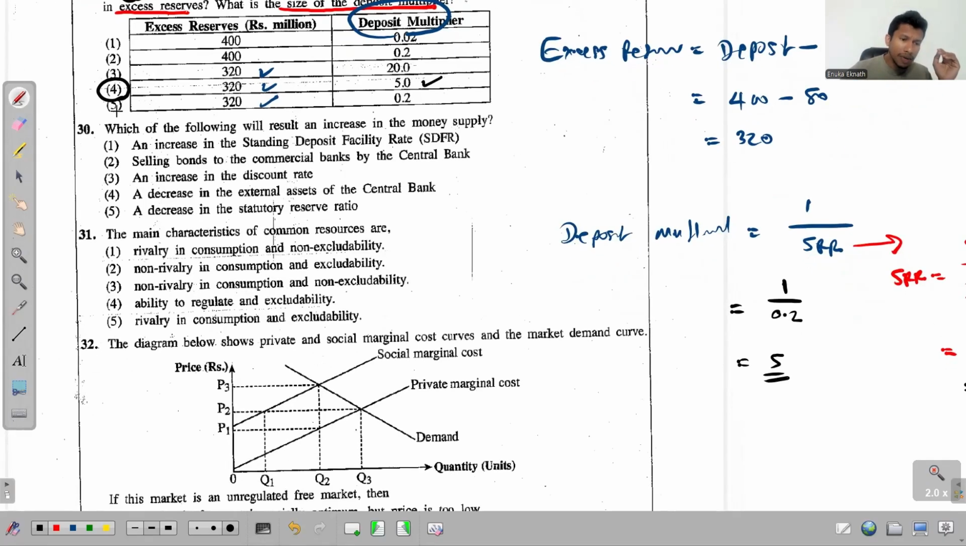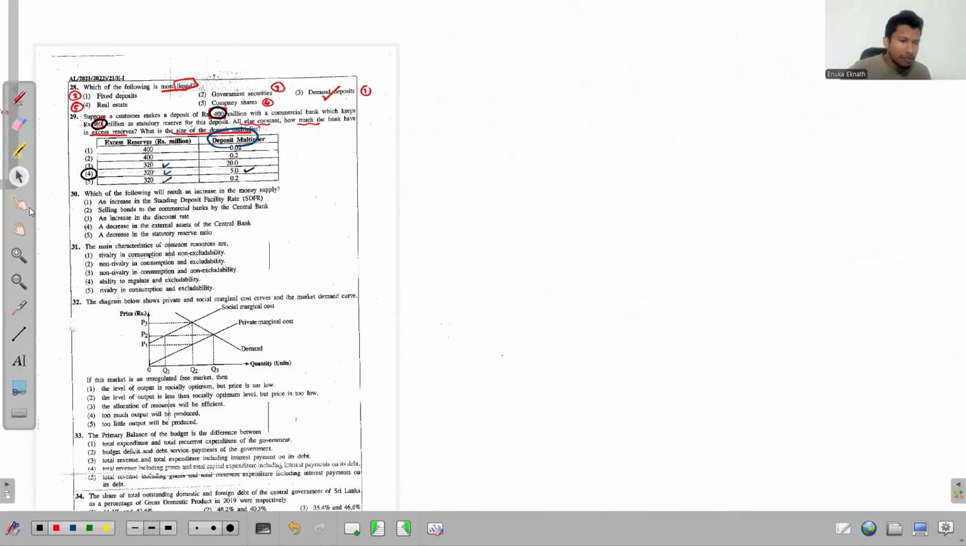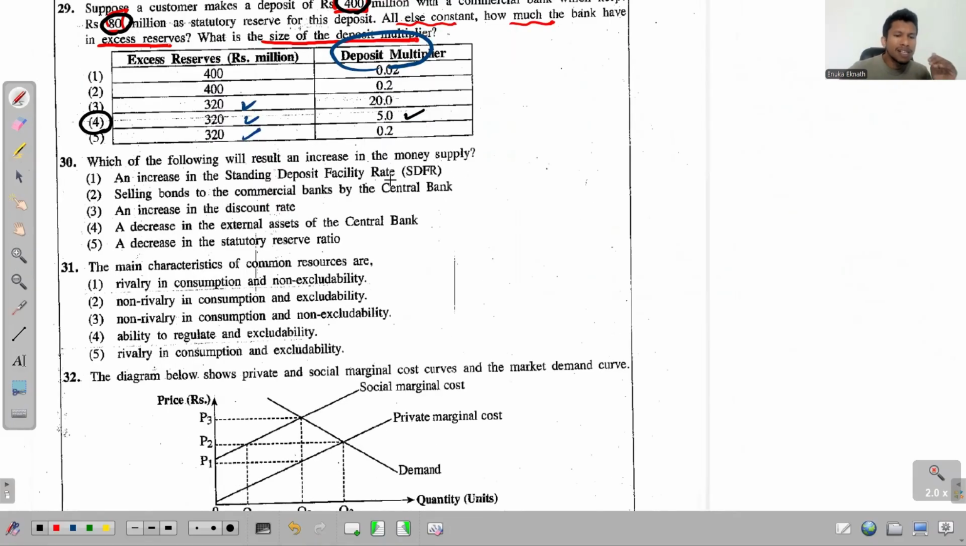Look at this 30th question. It says, which of the following will result in an increase in the money supply? Okay, so we will read all the options given. First one says, an increase in the standing deposit facility rate.